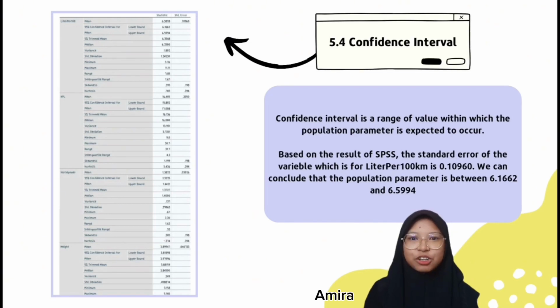I will present about 4.4 first, which is confidence interval. Confidence interval is a range of values within which the population parameter is expected to occur. Based on the result of SPSS, the standard error of the variable, which is liter per 100 km, is 0.10960. We can conclude that the population parameter is between 6.1662 and 6.5994.